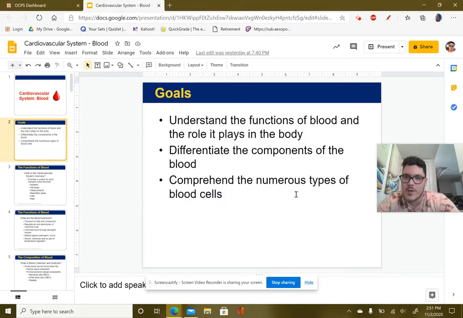What are the goals for this unit? Understanding the functions of blood and the role it plays in the body. That's something I always like to talk about day one. Differentiate the components of blood. We're going to get started with that, but we'll take more time to get through that overall. And then finally, comprehend the numerous types of blood cells. So that's something that we're going to spend some more time with overall.